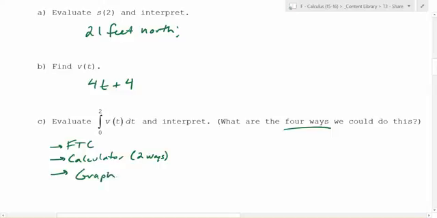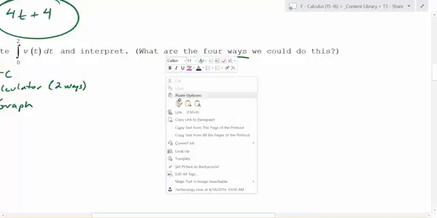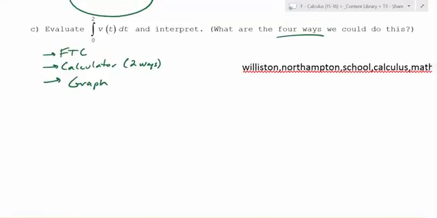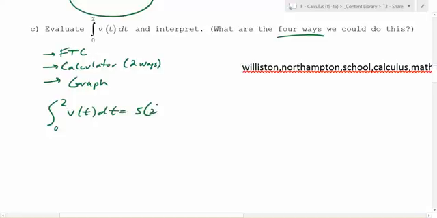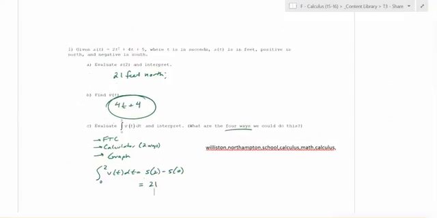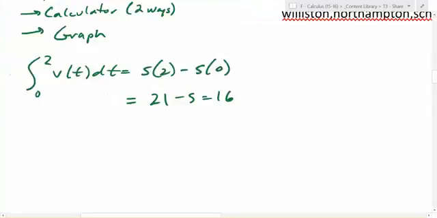The thing about it is the velocity graph, what kind of graph is that? That's a line, right? So for using the fundamental theorem of calculus, the integral from 0 to 2 of v of t dt is going to be s of 2 minus s of 0. What is s of 2? You already figured it out. It's 21. And how do you figure out s of 0? Plug 0 in, what do you get? So that's 16. So that's using FTC.